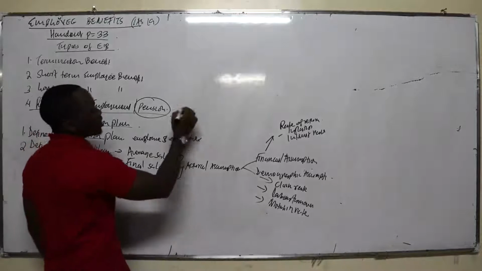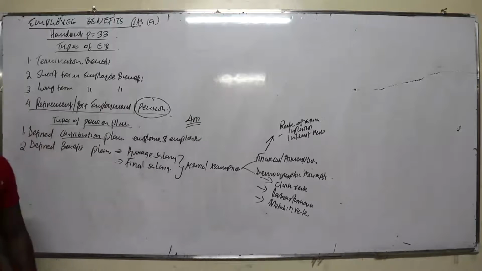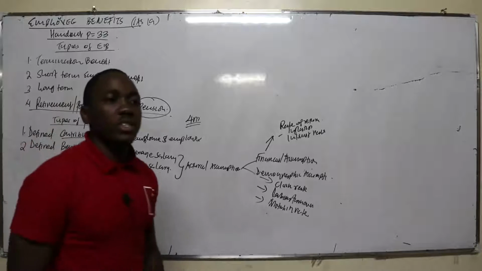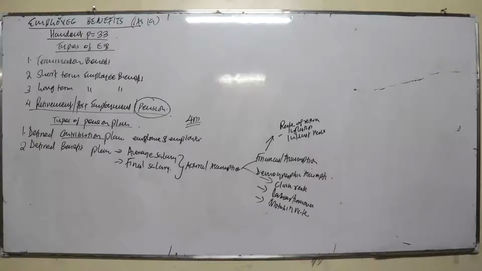Now, assuming you contributed 4 million during your career life, how much do you expect to receive upon retirement? If you contributed 4 million during your career life, you'll get?